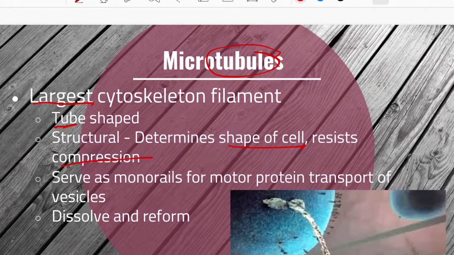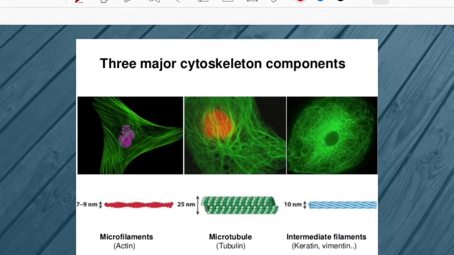They help to resist compression or squeezing. And they serve as monorails for motor proteins. So if you're watching this, I highly suggest you download the PowerPoint and watch this GIF, because this little guy right here is a motor protein, and he's attached to a vesicle, and he is literally walking down this microtubule, moving materials around the cell. It is amazing to watch because we don't think about this kind of function happening at such a microscopic level.